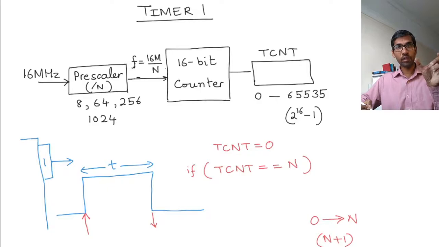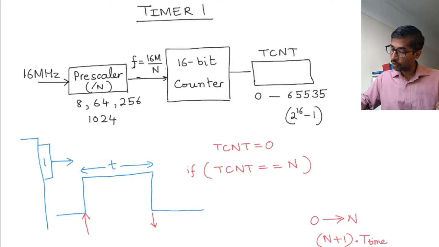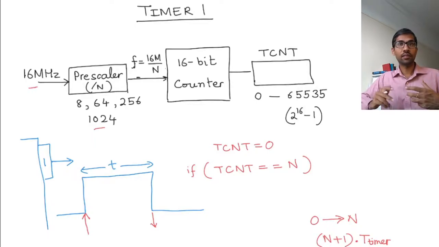Okay, so how much time would have elapsed? The time elapsed would be n minus 1 times t timer, whatever that is. That would depend on the prescaler settings and the clock frequency. In different microcontrollers, it could be different.